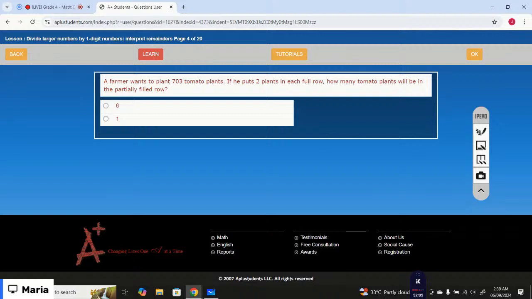The correct option is option number 2. 1 is the correct option, right? Not 6, because 2 is an even number. When you divide 703, you have the remainder 1. The correct option is 1. Okay, you can complete the lesson by yourself later today.